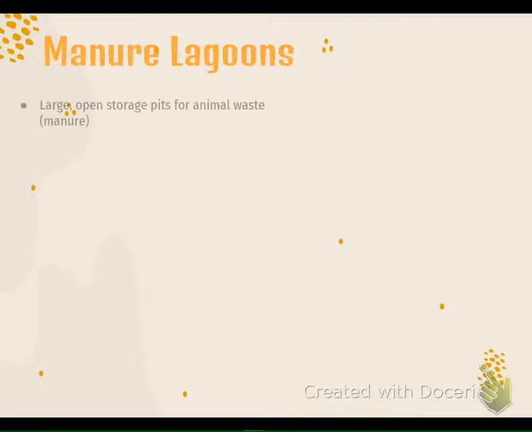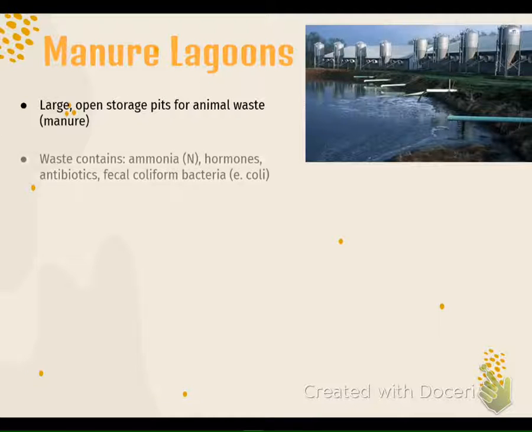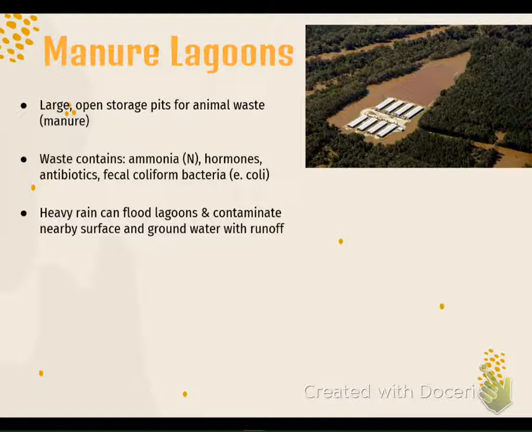Now, there are something called manure lagoons, which are open pits where the manure goes and just sits. The waste contains ammonia, hormones, antibiotics, and fecal coliform bacteria, E. coli, which can get you very sick. Heavy rain can flood the lagoons and contaminate nearby surface water and groundwater. The E. coli is toxic to humans if you get it in your food.